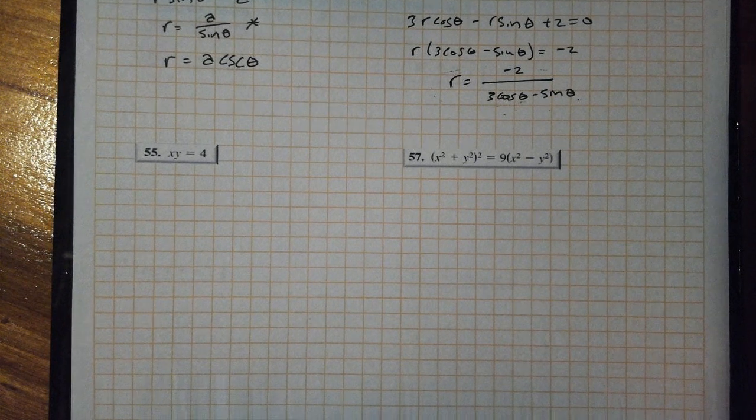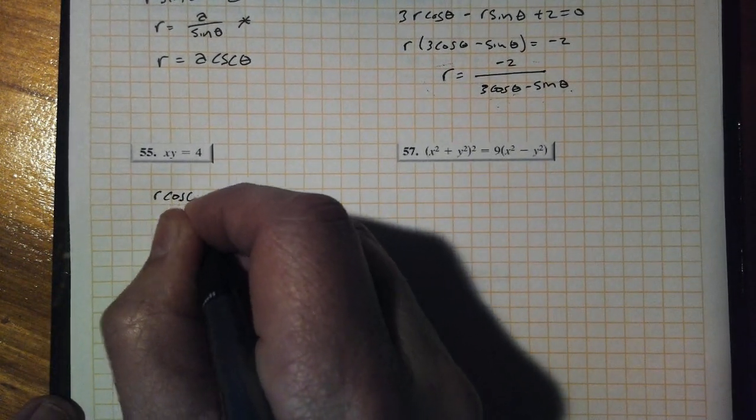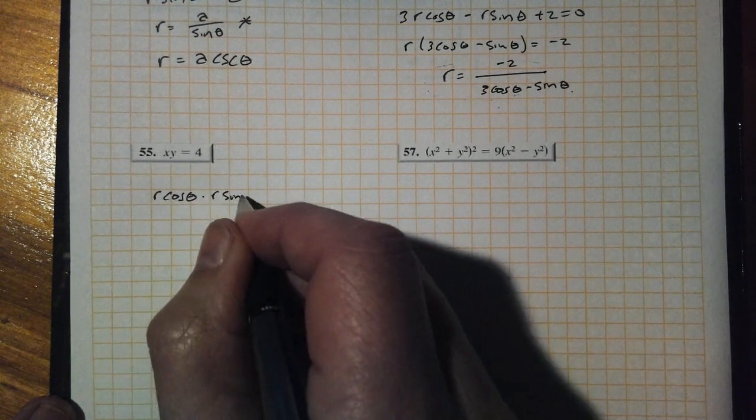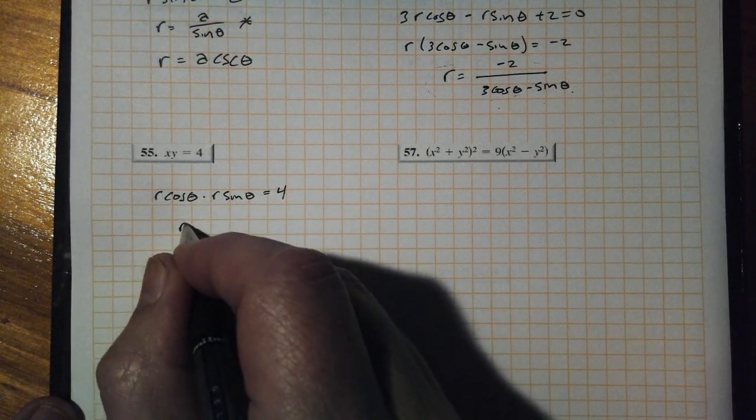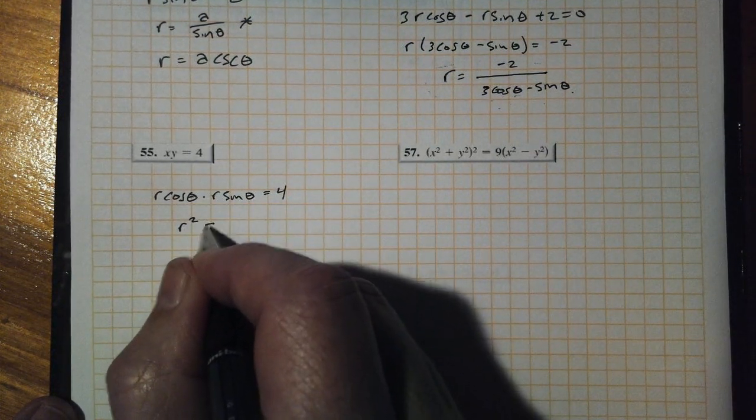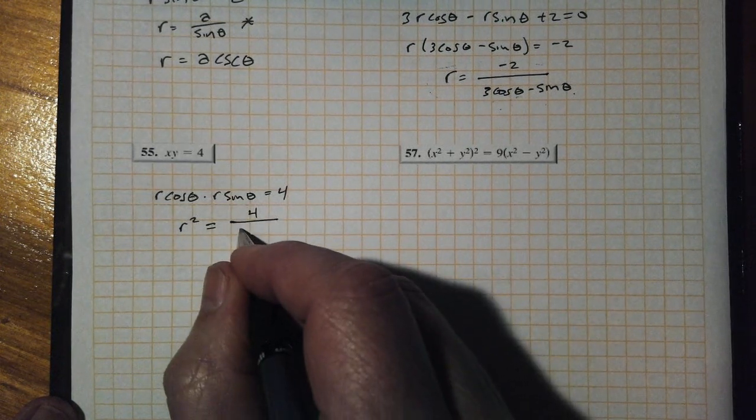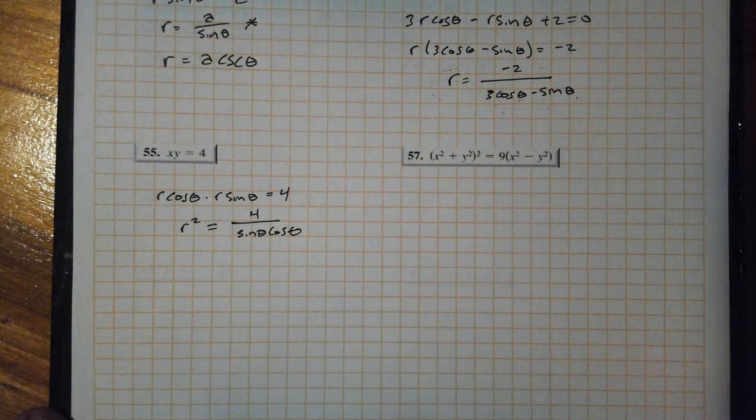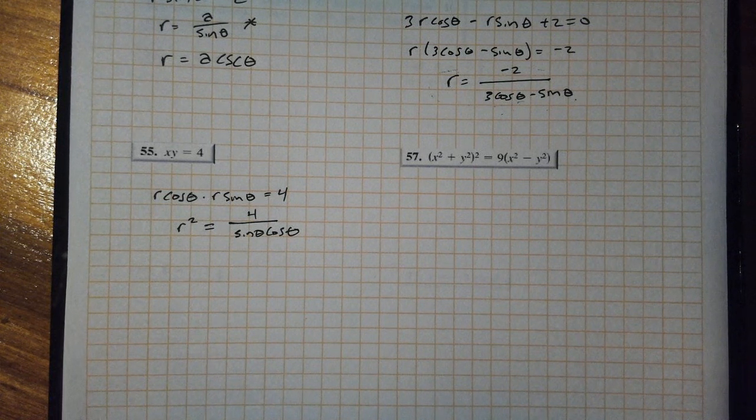Boy, this would be a great extra credit problem. So this would be r cosine of theta times r sine of theta equals 4. That's r squared equals 4 on sine of theta cosine of theta. And that actually, I'd be pretty happy if we just got to there.